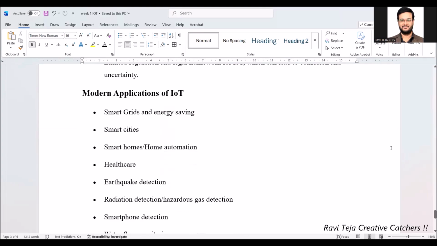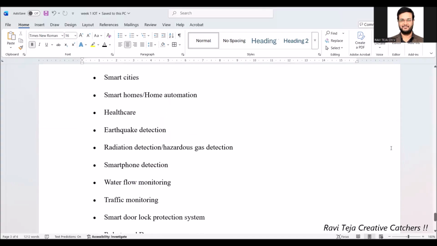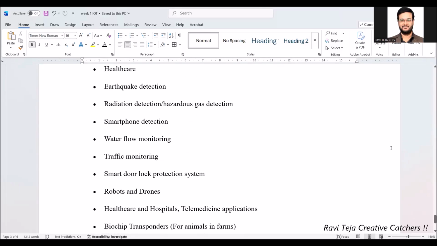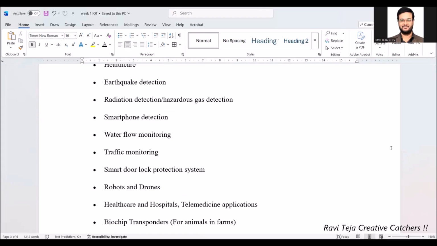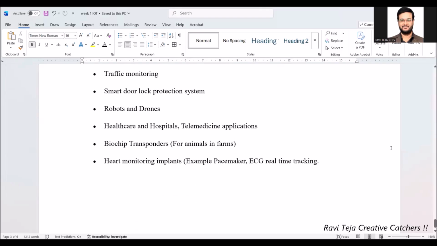And coming to the modern applications of IoT, we have smart grids, energy saving, smart cities, smart homes or home automation, healthcare, earthquake detection, radiation detection and gas detection, smoke detection, water flow monitoring, traffic monitoring, smart door lock protection system, robots and drones, integrating IoT technology for robots as well as drones, healthcare and hospitals, telemedicine applications, biochip transponders, heart monitoring implants. All this will be considered or comes under IoT applications.